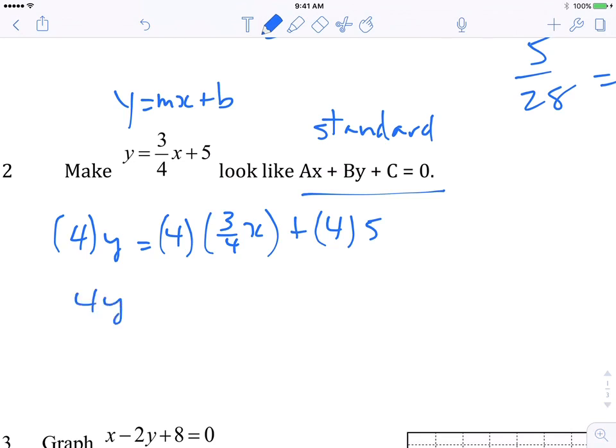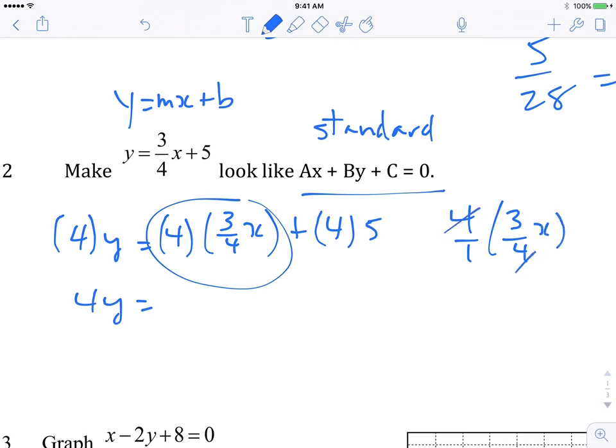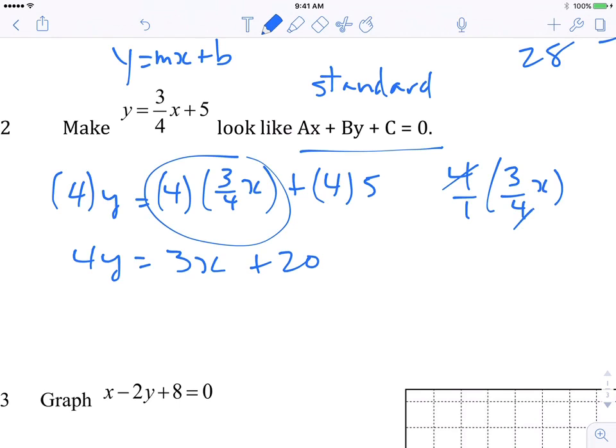We end up with 4y equal, now remember this part here, this is really 4 over 1 times 3 over 4x, and x is a numerator. So that 4 and that 4 really cross out, and we're left with 3x plus 20. And we want ax plus by plus c. This is the format that we want.